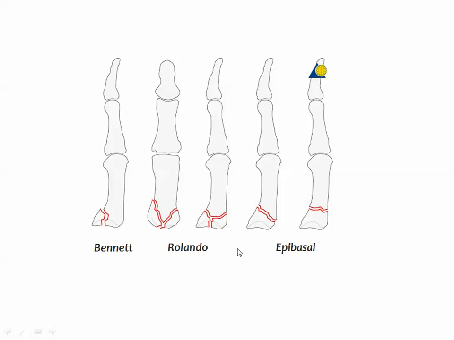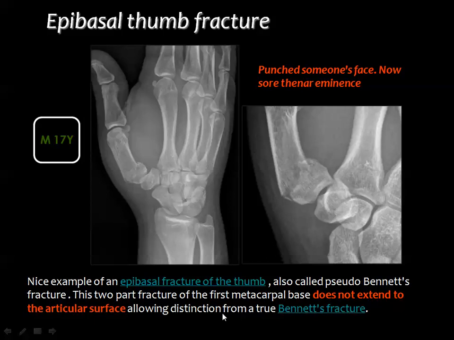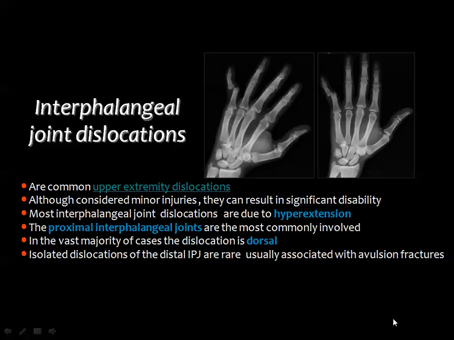Then the third type is known as epibasal, and this fracture occurs away from the articular surface. It does not affect the articular surface. And this is an example of an epibasal thumb fracture affecting the base of the first metacarpal bone, and it does not reach the articular surface.